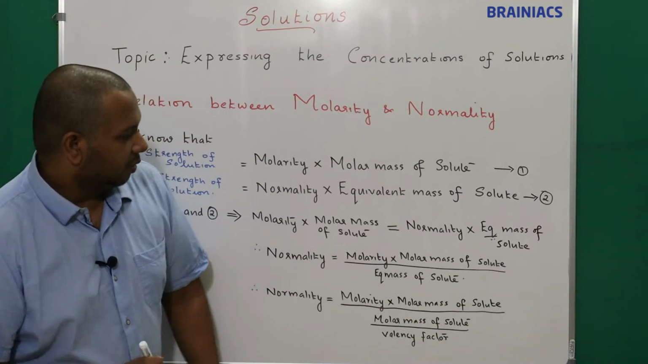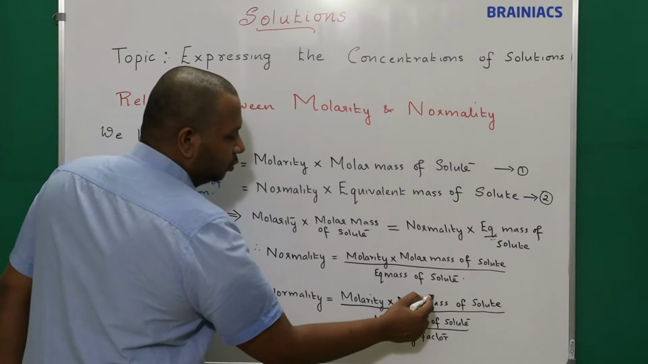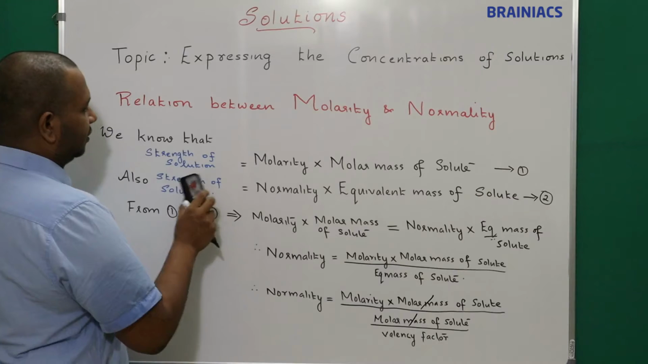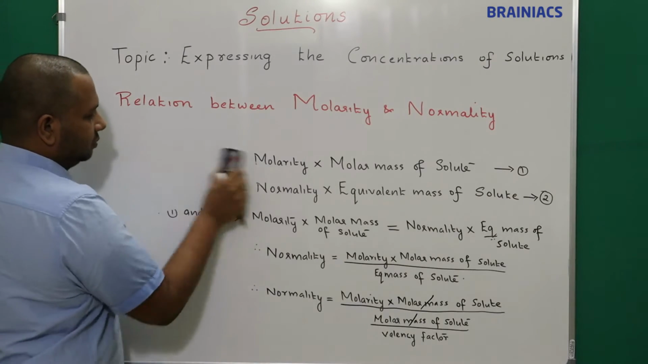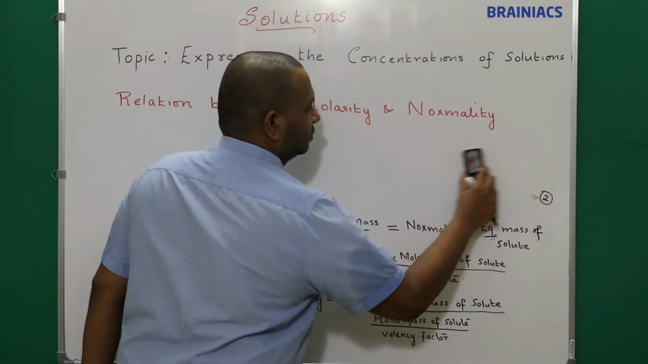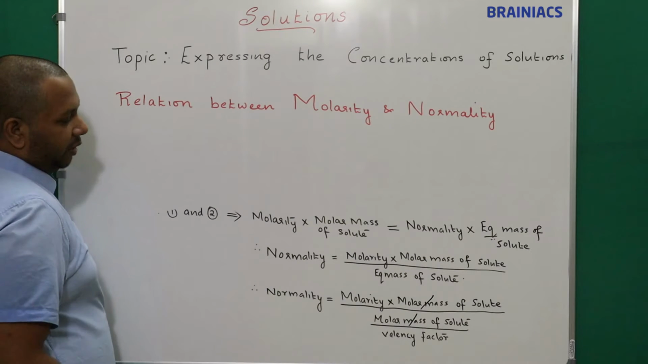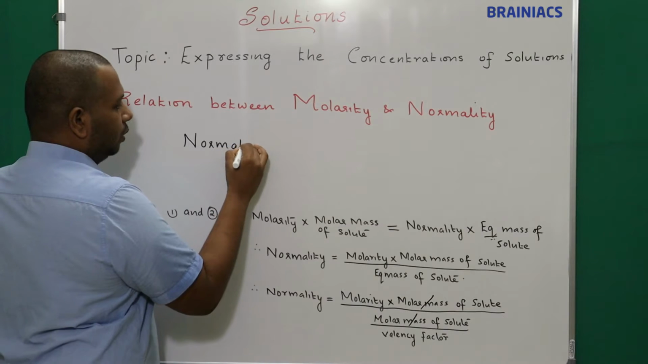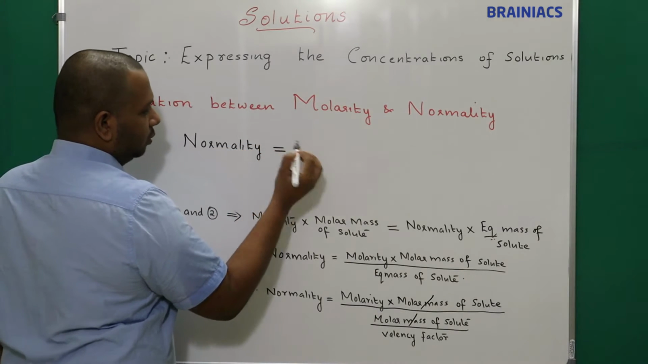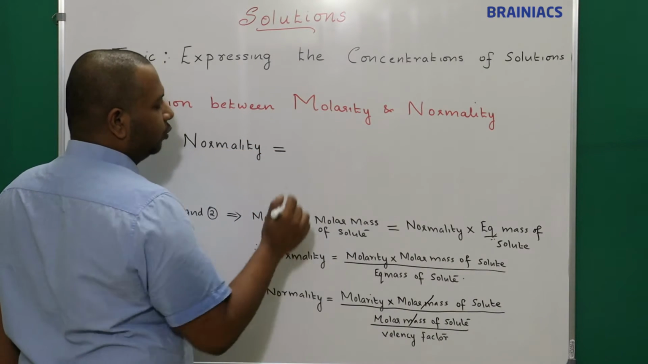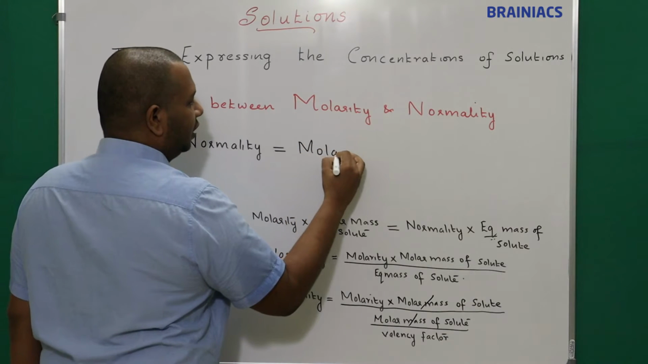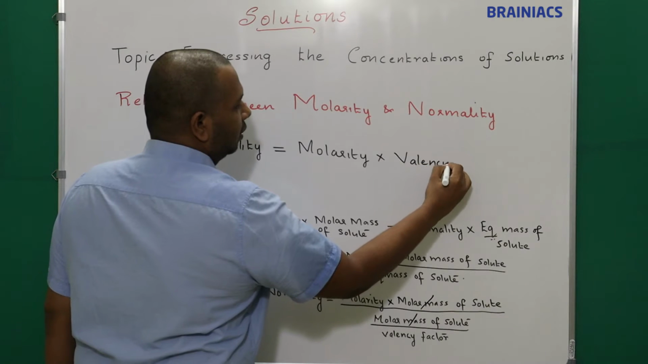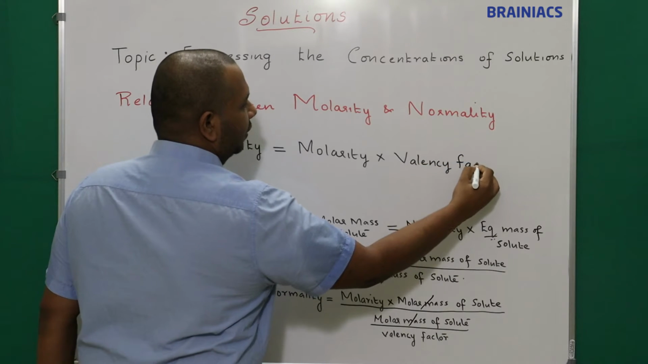Now tell me, molar mass of the solute is common to these two, so I can cancel these two. Then I can rewrite this equation as normality is equal to, valency factor will come to the numerator, so I can write molarity into valency factor.